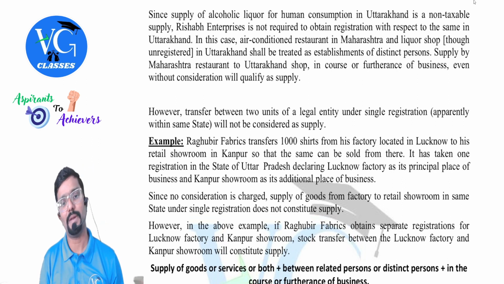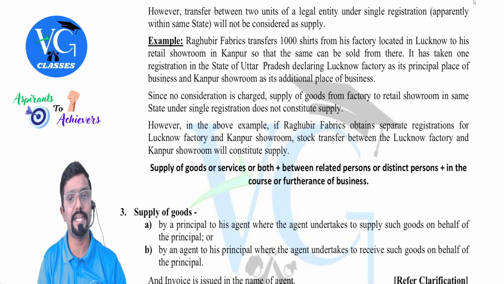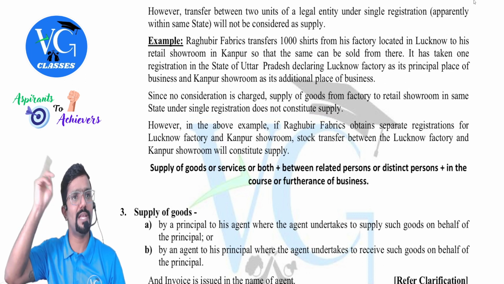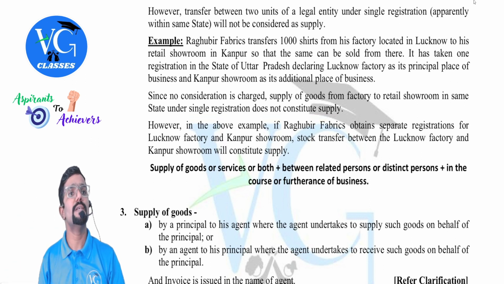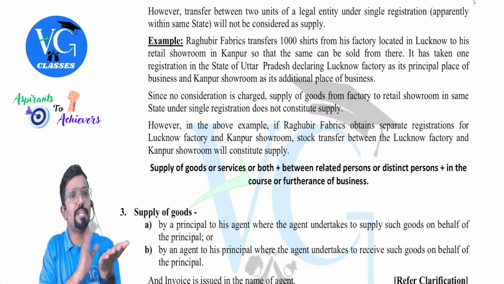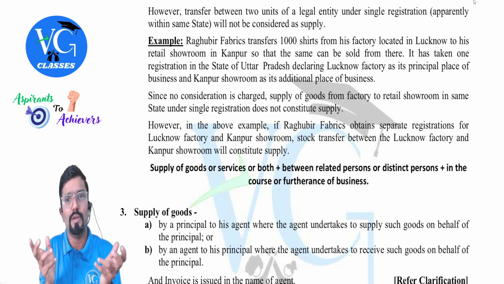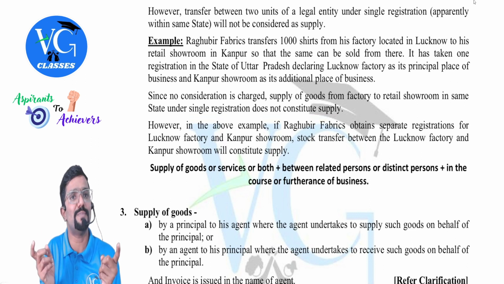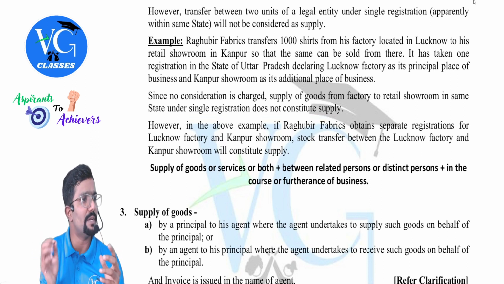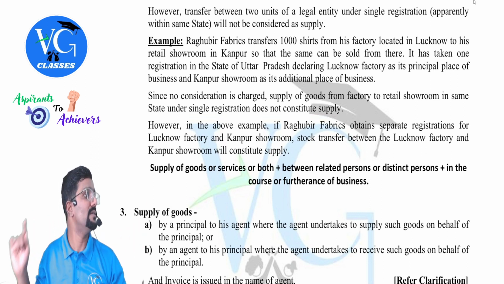Will be a supply. However, transfer between two units of a legal entity under a single registration, say a single registration I have taken for my Bangalore as well as Mysore branch, apparently within the same state, will not be considered as supply. So I have not taken a separate registration for my Bangalore branch and Mysore branch. But now I sent some goods in between them without consideration. Is it a supply? No. Why so? Because they are not distinct persons. When do we call the branch a distinct person? Only if they have obtained separate registration.